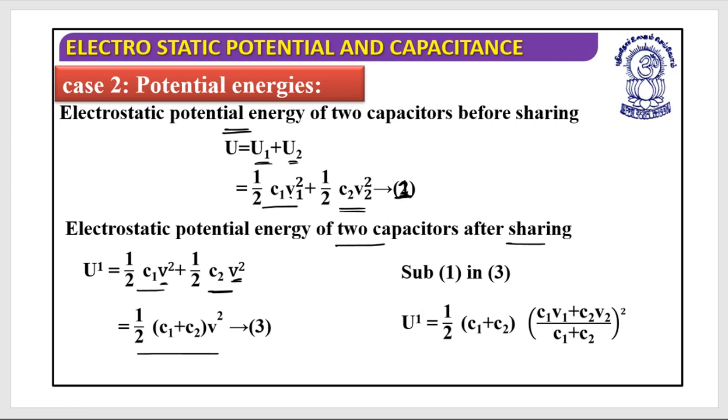If I want to find out the loss in the energy, how could I find it out? So let's replace this relation, that this is the final energy. U dash is equal to half (C1 plus C2) into V square. I have replaced the value of V. This is (C1 V1 plus C2 V2) divided by (C1 plus C2), whole square. And now I'm going to find out the loss of energy.